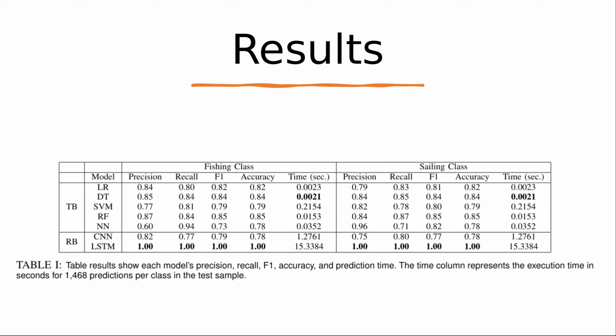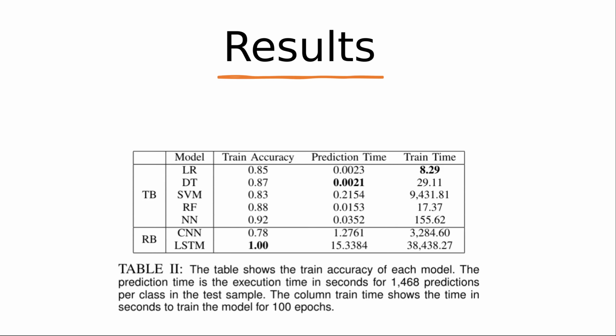Regarding execution time, the slowest was the LSTM with 15 seconds, and the fastest was the decision tree with 2 milliseconds. In this case, the LSTM was 1000 times slower than the second best model. This information can be relevant in IoT scenarios with thousands of vessels.